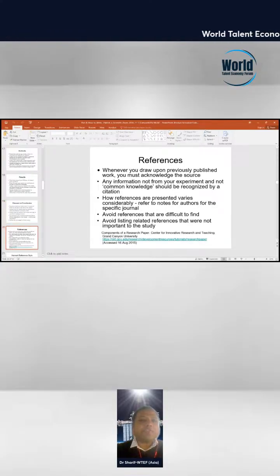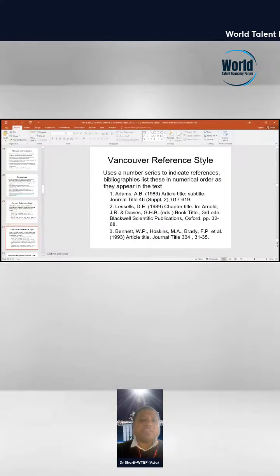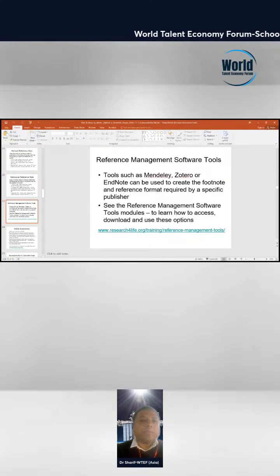And here is the reference. Whether you draw upon previously published work, you must acknowledge the source. Any information not from your experiment and not common knowledge needs a reference, and references are very important.